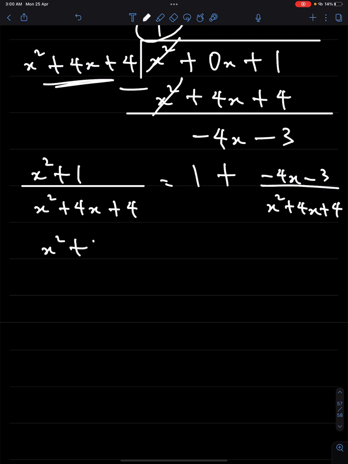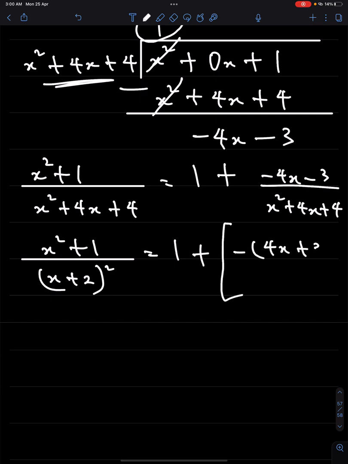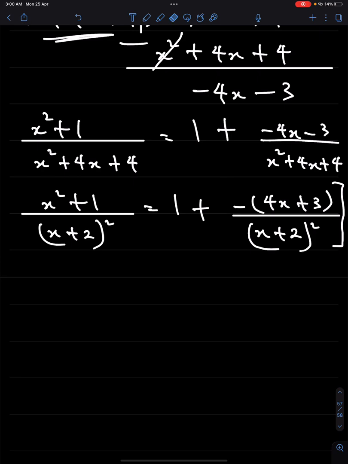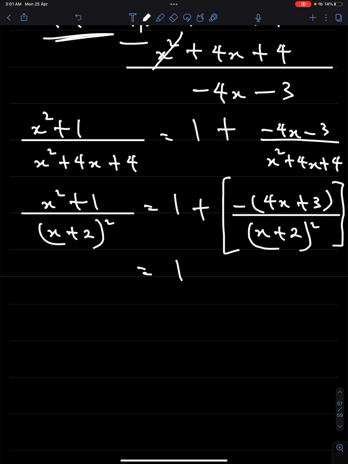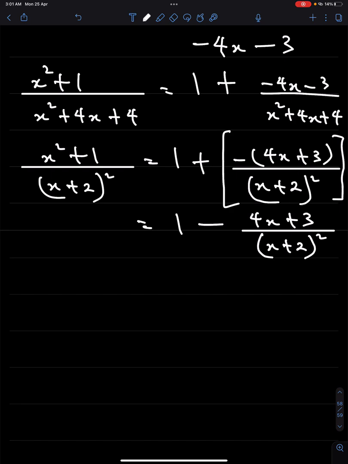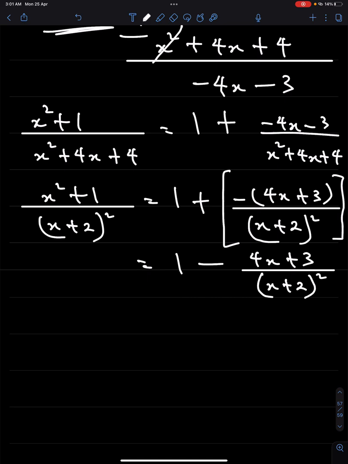So that means x squared plus 1 over the square of x plus 2 equals 1. Of course, this is the same as saying plus, let me write it this way, minus into bracket 4x plus 3 over the square of x plus 2. Yeah, so I can write it that way. So that means 1, if I open the brackets now, it's going to be minus 4x plus 3 all over the square of x plus 2. Yeah, that's it. So now I've reduced the improper fraction into a proper fraction.